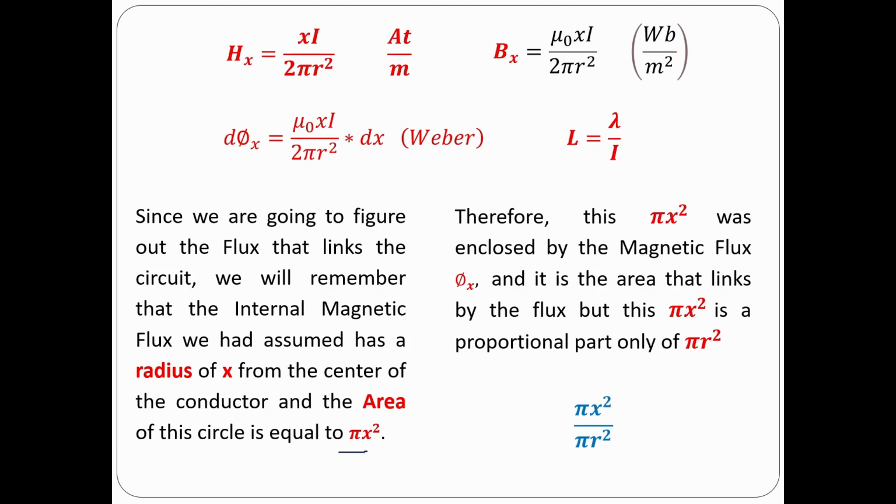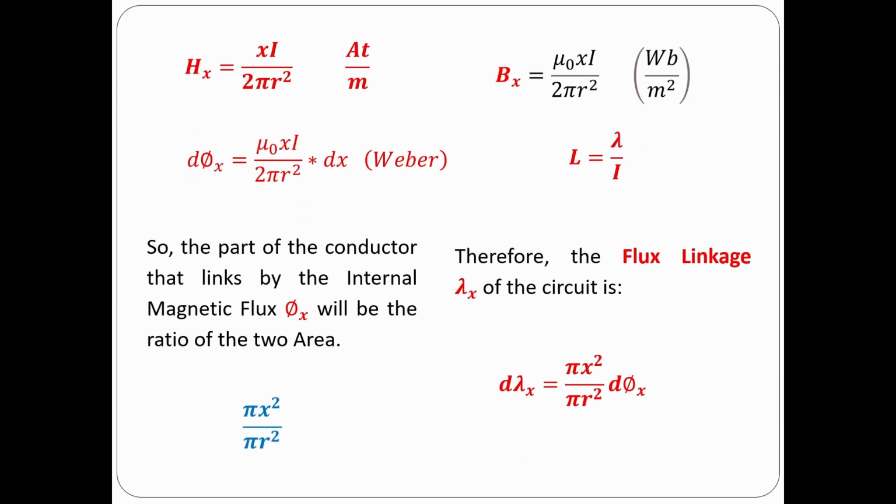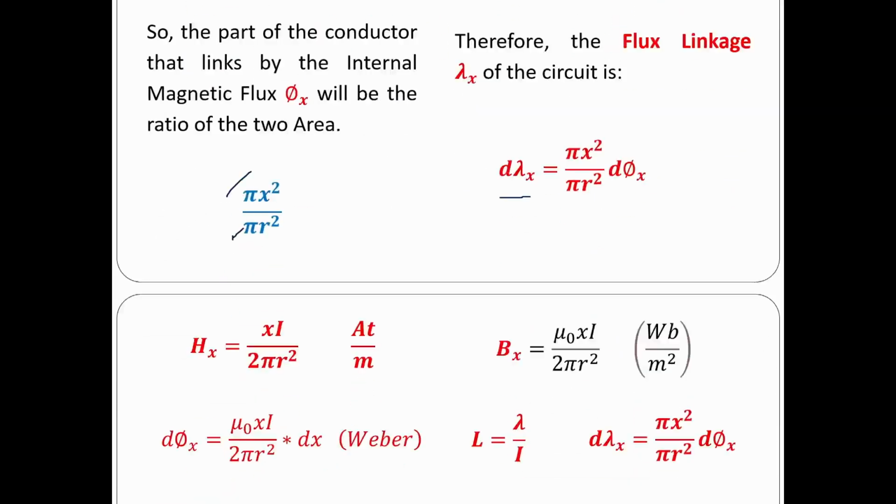Therefore, this πx² was enclosed by the magnetic flux x, and it is the area that links the flux. But this πx² is only a proportional part of πr². Mathematically, πx² over πr². So the part of the conductor that links the internal magnetic flux will be the ratio of the two areas, πx² and πr². Therefore, the flux linkage dλx of the circuit is πx² over πr² times dΦx.